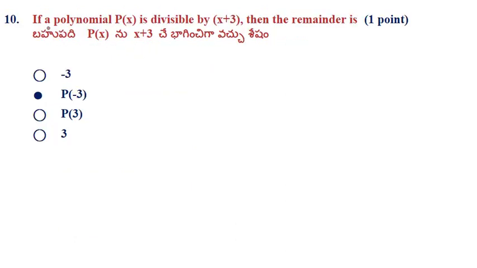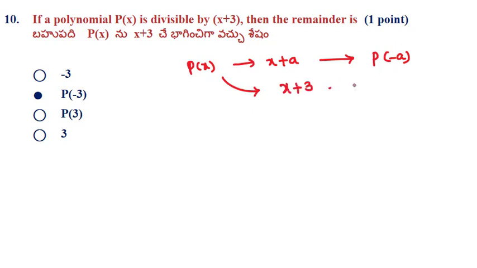If a polynomial p of x is divisible by x plus 3, then the remainder is... we know that if p of x is divided by x plus a, then the remainder is p of minus a as per the remainder theorem. So if p of x is divided by x plus 3, then the remainder is p of minus 3.